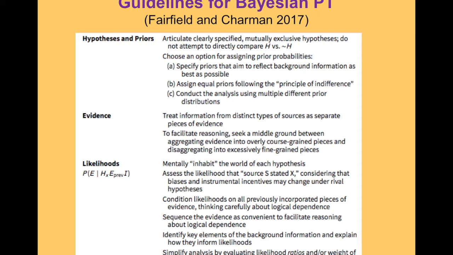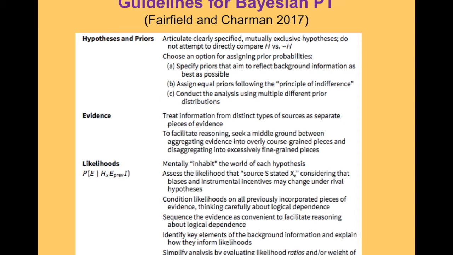Then we'll get the evidence. We'll treat evidence from different sources as distinctive. We want independent pieces of evidence, right? And then we can aggregate the evidence in different ways. We don't want to get too fine-grained and have thousands of slightly different pieces of evidence, and we don't want to be too crude. So we're going to have to choose some pragmatic middle ground over what constitutes a piece of evidence that we're going to do our analysis on.